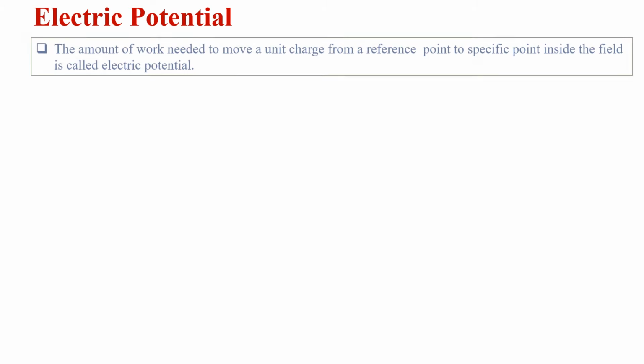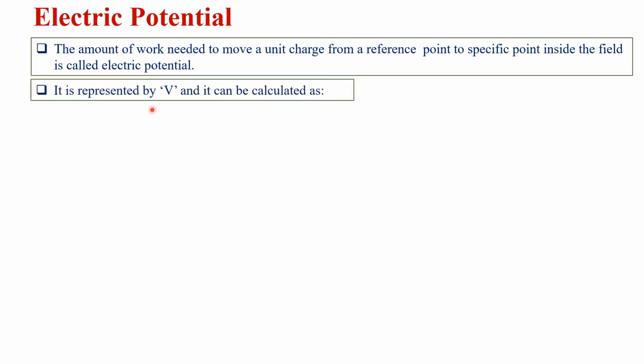Electric potential. Electric potential is defined as the amount of work needed to move a unit charge from a reference point to a specific point inside the field. Actually, when we move a point charge from any reference point towards the electric field of a source charge to a specific point, we do work, and this work done on a point charge to move it is called electric potential.